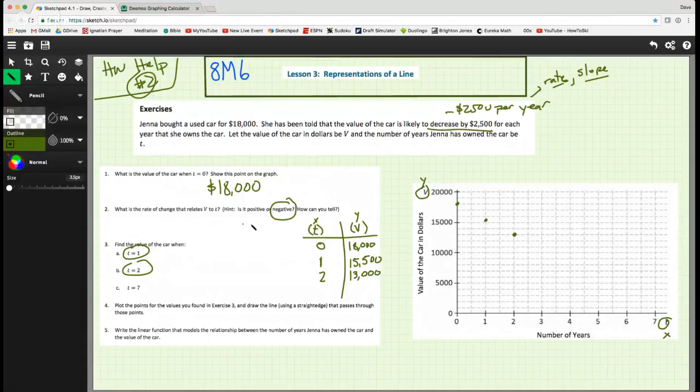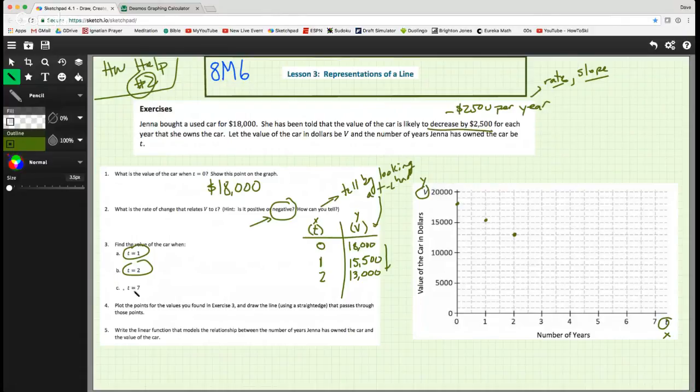Okay, and so it's negative. Decrease. The key word is decrease. That's how you can tell. You could also say I can tell by looking at the T-chart. I can look at this T-chart here and see that the value is decreasing as my years are increasing.